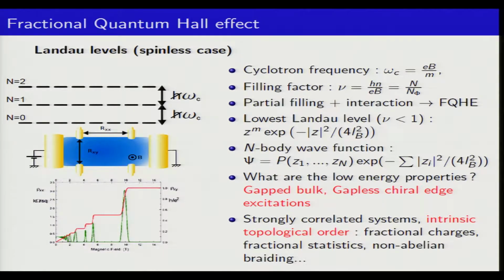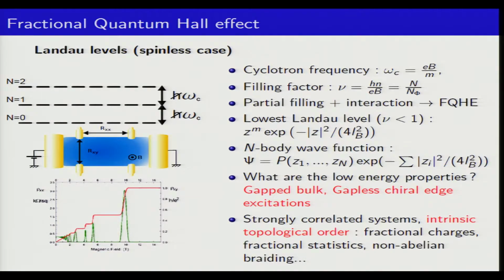When you have a finite size sample, remember that the number of orbitals that you have per Landau level is just given by the number of flux quanta that go through the system. So you can define your filling factor nu as the ratio between the number of particles and the number of flux quanta. And of course, the business here is what's going on when you have a partial filling of, let's say, the lowest Landau level, and you turn on strong interaction. This is how you drive the system into the fractional quantum Hall effect.